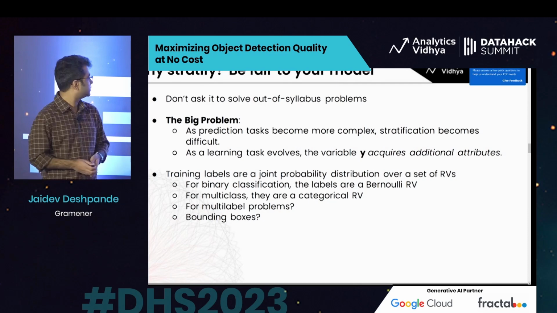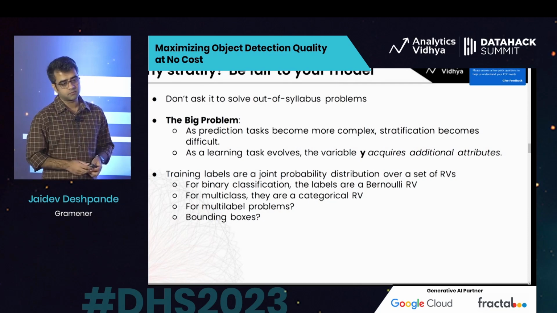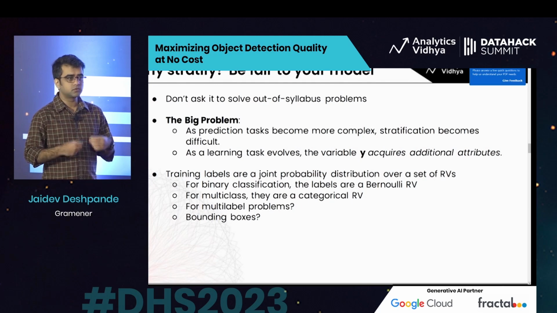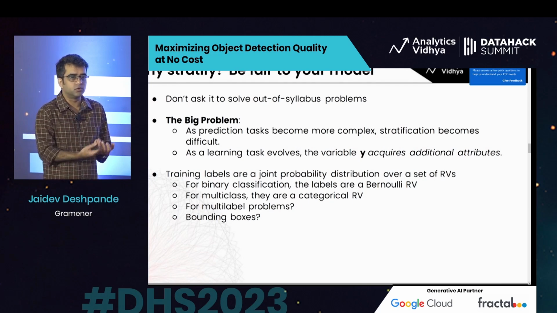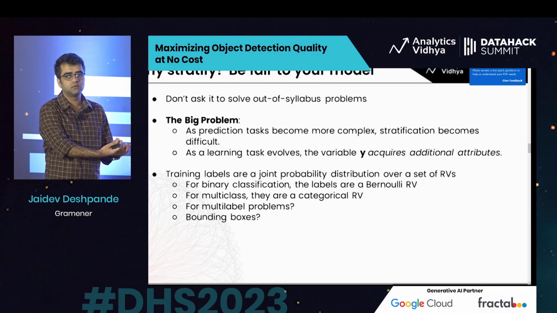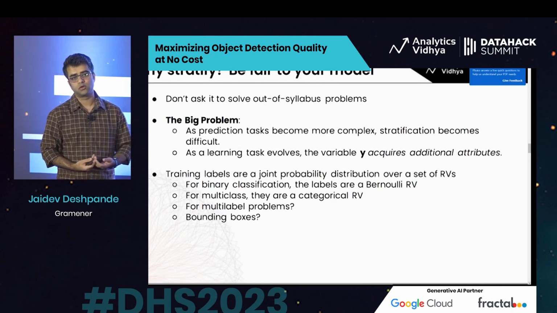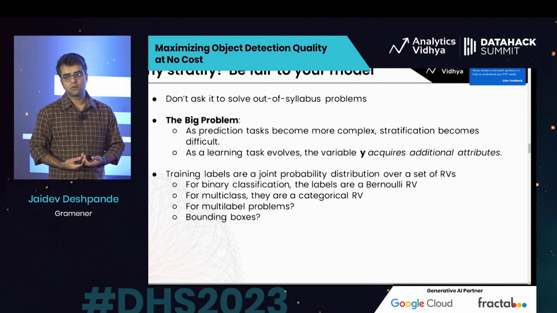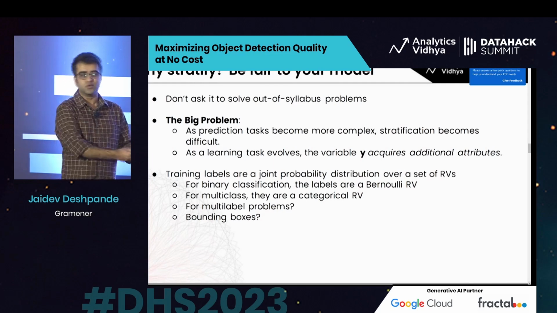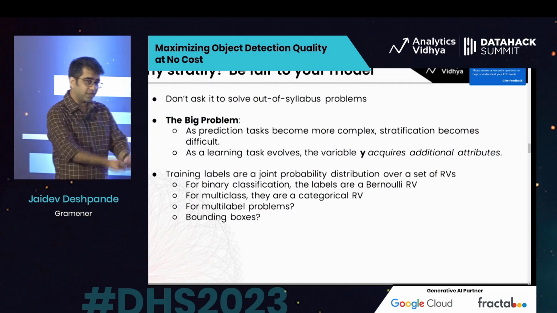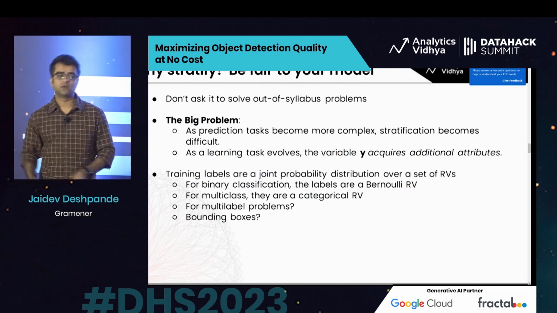There could be others. And what do you do with bounding boxes? What sort of random variables could you come up with to describe the annotations in a typical object detection problem? Again, no answer. There are only heuristics. And we'll figure out how to mine these heuristics from the kind of mistakes that our model is making.